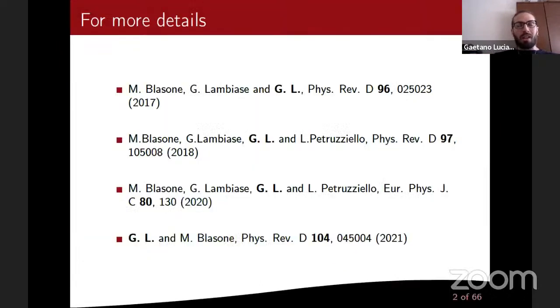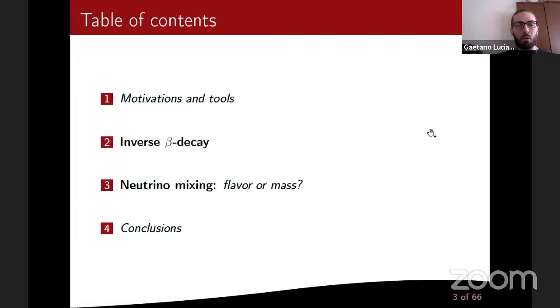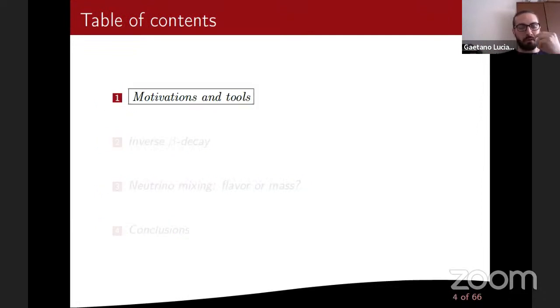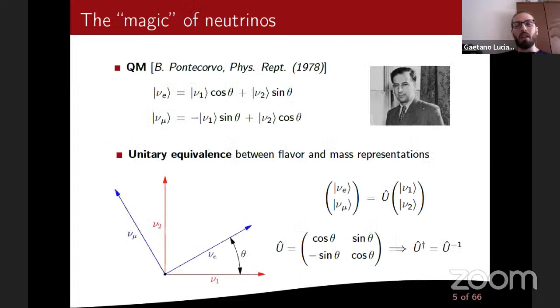Okay, so these are some references if you are interested in more details. Of course, I try to not be too technical, to not bother you, but if you are interested, maybe we can discuss later, or you can find details in these works. Okay, so let me start by trying to frame my analysis, and understand the motivation for this specific study.